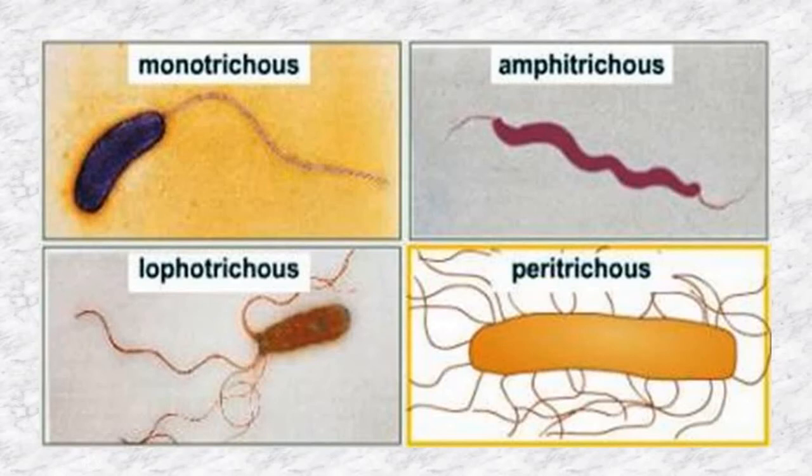The first one is monotrichous: a single flagellum arises from one pole. The second one is amphitrichous: both poles have a single flagellum. Then lophotrichous: a tuft of flagella arises from one pole only. Peritrichous: the whole of the surface is covered by flagella.